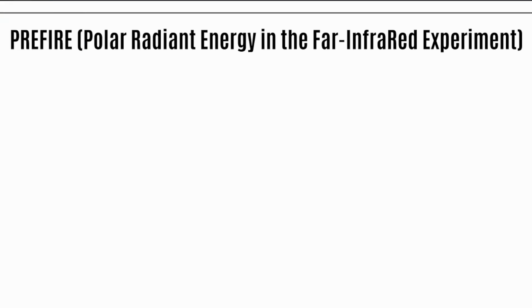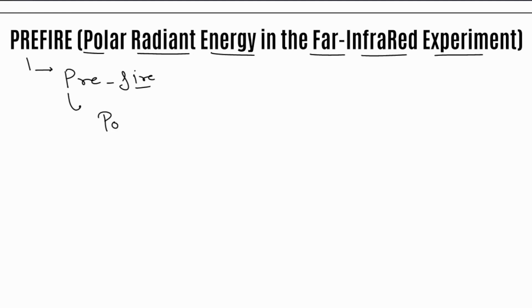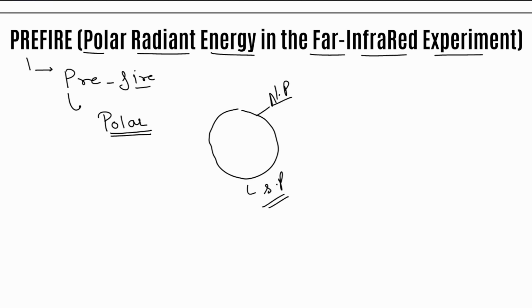Okay, let's use this. So mission Pre-Fire: Polar Radiant Energy in the Far Infrared Experiment. So what we are talking about, poles first of all. Poles or polar. So two poles we have. One is the North Pole. One is the South Pole. These poles mostly emit energy in the far infrared section.